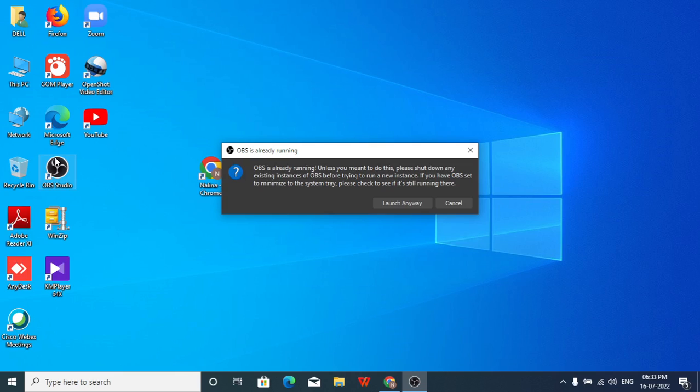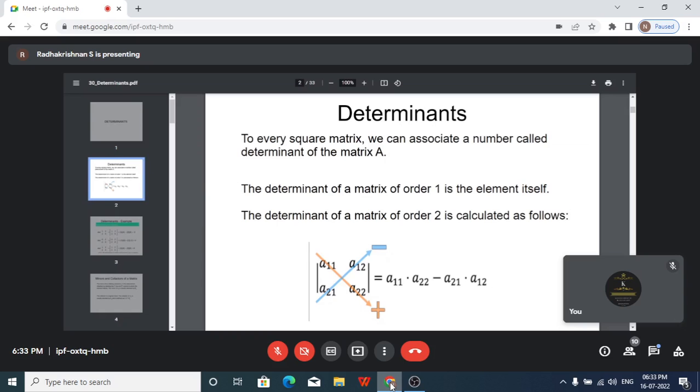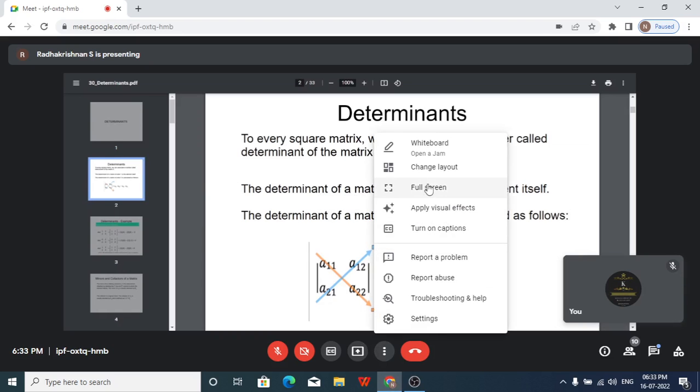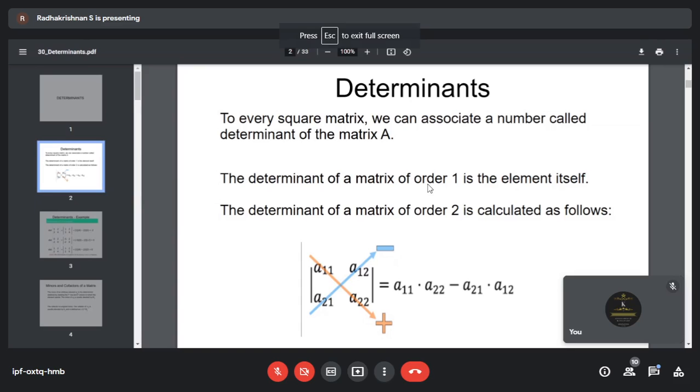So determinants, it is associated with the matrix. Okay, so determinant is what gives a value to a matrix. But here, only a square matrix can be given a value in the form of a determinant. Okay, so to every square matrix we can associate a number. Okay, that is called the determinant of the matrix.